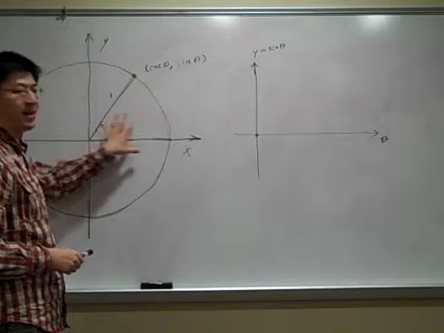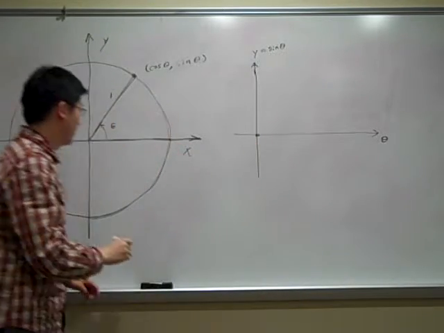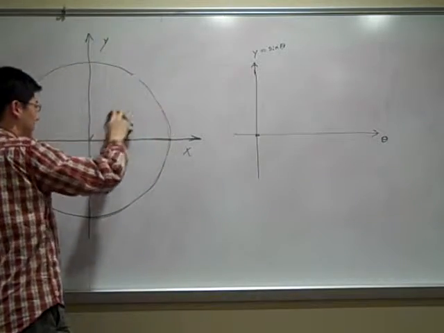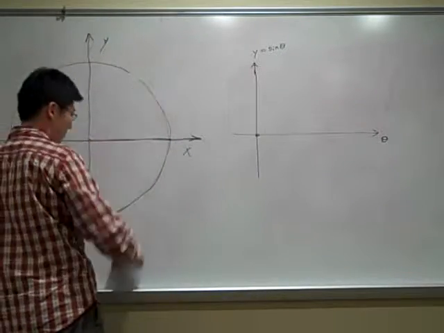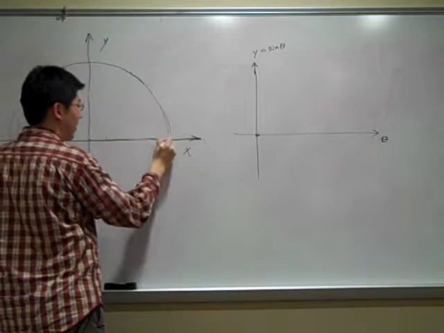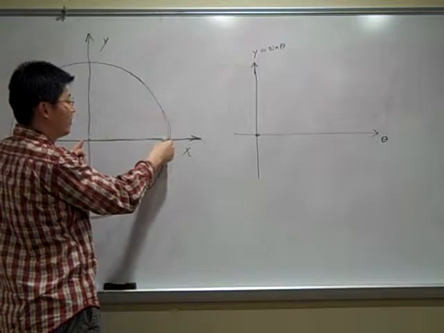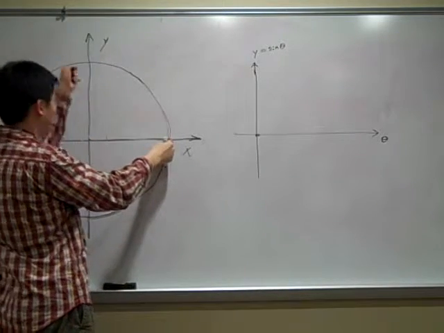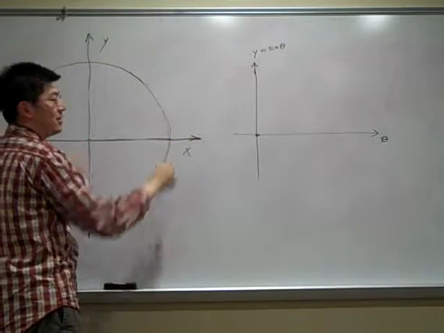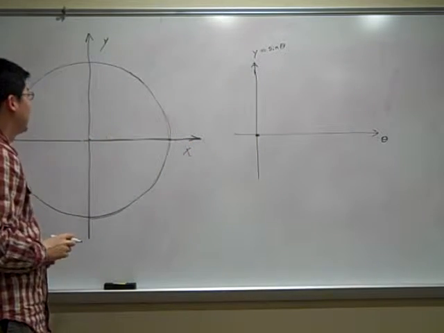So how do we actually plot it? Let's start. When theta is 0, that means take this line and rotate it 0 degrees, so keep the line exactly where it is. This means y is exactly equal to 0. The y-coordinate is 0. The vertical distance is 0. So it is 0.